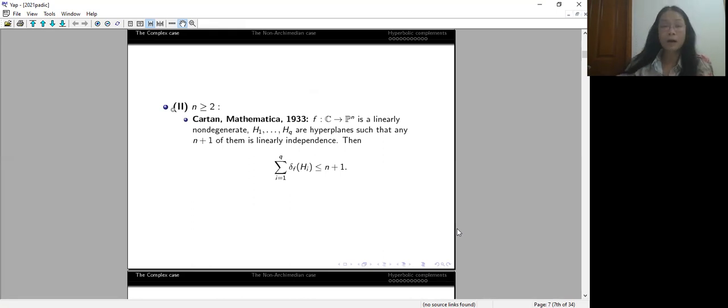Okay, so I will talk about the complex case first, and then I will tell about the p-adic case later, so you can have the talk better organized. In the case n bigger than 2, the Cartan theorem says that the bound will be n plus 1, where n is the dimension of projective space.